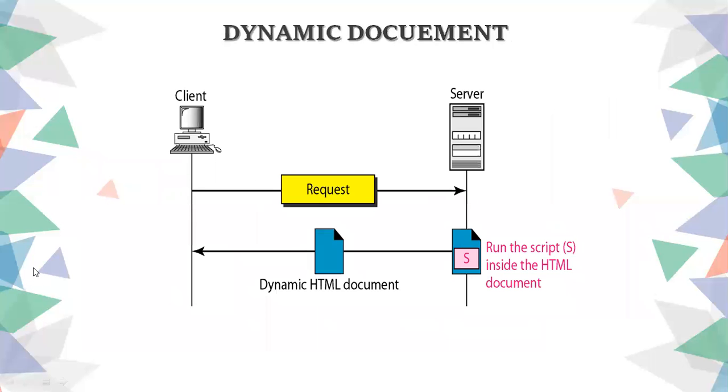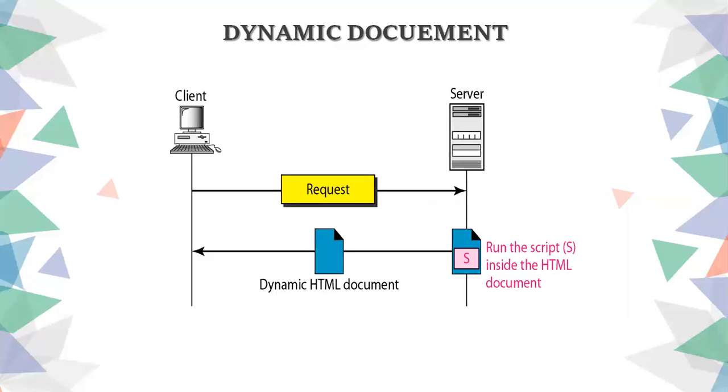So what is a dynamic document? A dynamic document is a fresh document. Every time you make a request, a separate document and separate data will be given. That is, the dynamic document keeps on changing. This script will be running on the server side itself, and for each request, we get a fresh document.